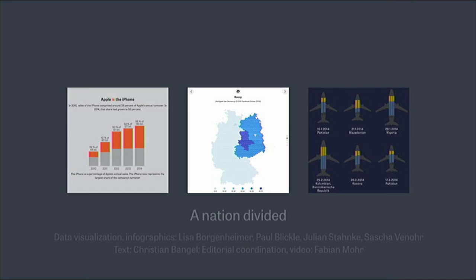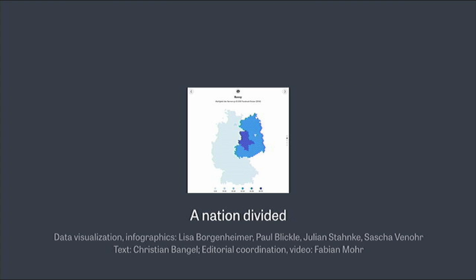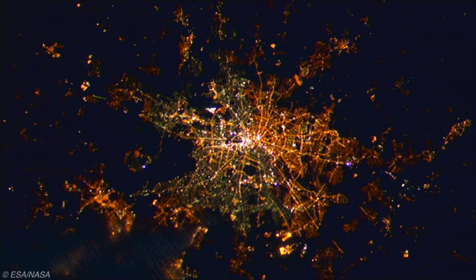Next up is A Nation Divided, something we published in 2014 when Germany was celebrating 25 years of when the wall fell. We found this picture in our Twitter timelines, and we found it again on the ESA website. I can quote from that website: This picture was taken by ESA astronaut Andre Kuipers from the International Space Station. The former division between East and West Berlin can be seen.